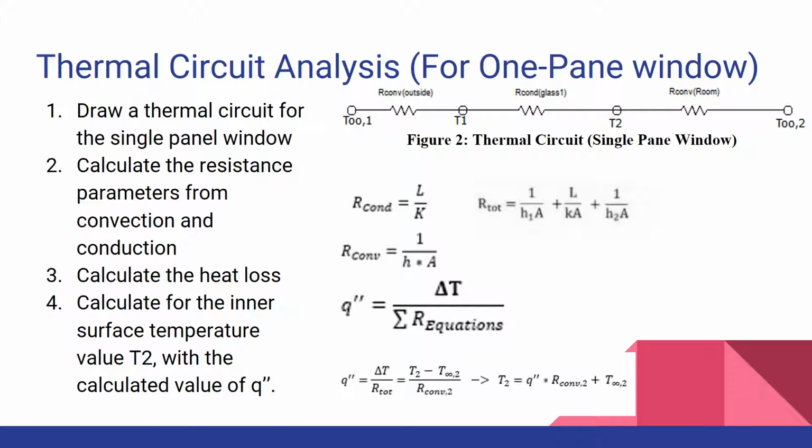Once the resistance values were calculated for both the conduction and convection, the total heat loss could be calculated using the heat loss equation, which can be solved for by dividing the difference in surrounding temperatures over the total resistance. The last step involved finding the inner surface temperature by taking the found heat loss value and solving for the T2 value from the bottom right equation.